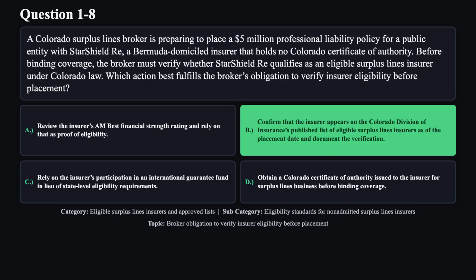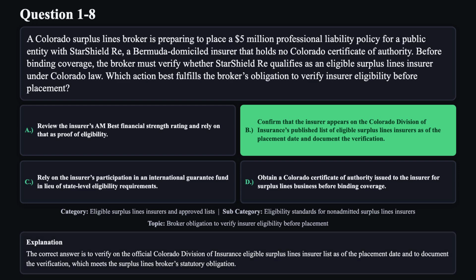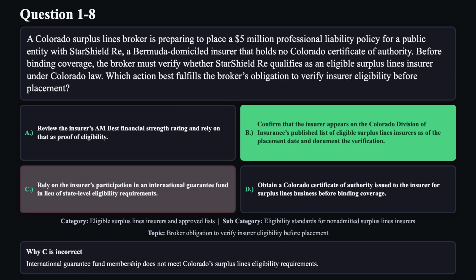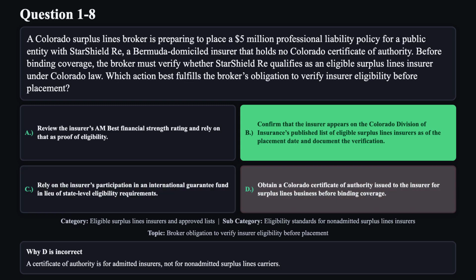The correct answer is B. The correct answer is to verify on the official Colorado Division of Insurance eligible surplus lines insurer list as of the placement date and to document the verification, which meets the surplus lines broker's statutory obligation. Reason A is not correct. Financial strength ratings do not substitute for official state approval and listing. Reason C is not correct. International guarantee fund membership does not meet Colorado's surplus lines eligibility requirements. Reason D is not correct.